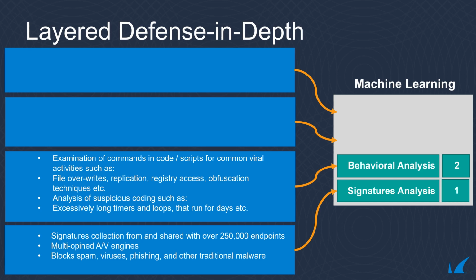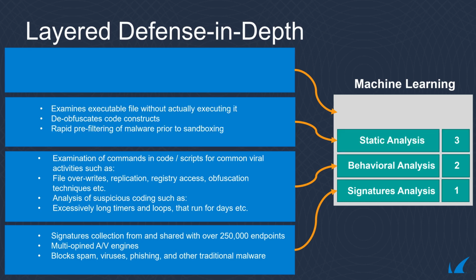Behavioral and heuristic analysis. Behavioral and heuristic analysis is a process where the execution of certain programming commands of a questionable piece of code or script is conducted in a controlled environment. The resulting behavior is analyzed for common viral activities such as replication, file overwrites, and attempts to obfuscate the suspicious file. Other suspicious activities might also include excessively long timers, programming loops that run for days, or code that tries to access the registry or memory functions.